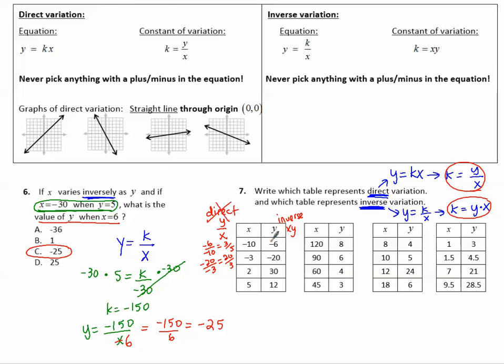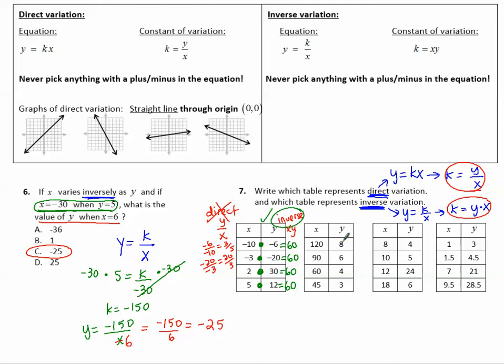But if I multiply them, negative 10 times negative 6, that makes 60. Negative 3 times negative 20, that makes 60. 2 times 30, that makes 60. And 5 times 12, that also makes 60. So since multiplying them gave me the same value every time, this table is inverse variation. Let's try the next table.